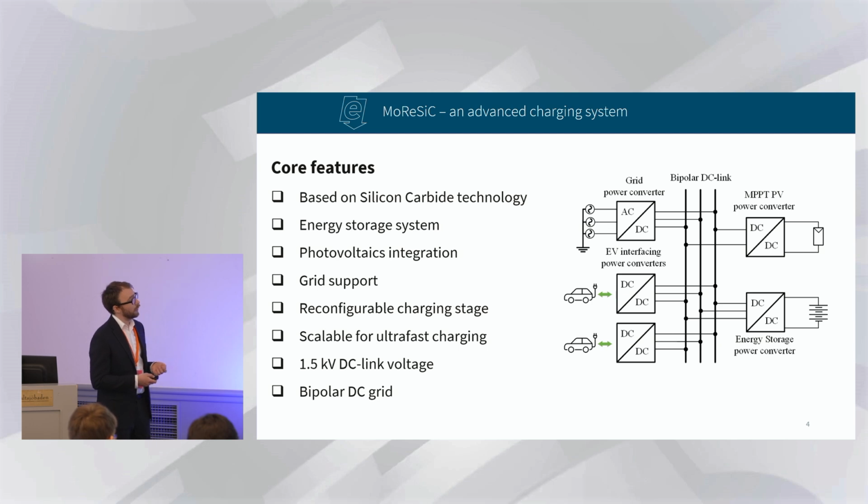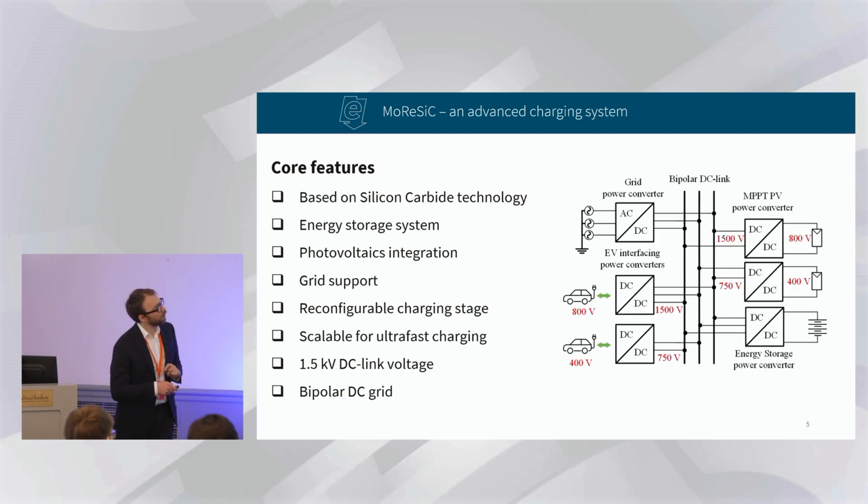And finally, we have a bipolar DC grid. So instead of just a 2-wire DC microgrid, we have a 3-wire one, which gives us increased efficiency, but we can also achieve improved flexibility here. For example, we have 800 volt vehicles and 400 volt vehicles. So we can imagine a situation where we have certain converters at full voltage with a 3-wire connection, and another one at half voltage with a 2-wire connection. And this gives us better operating conditions for the converters. So this is a possibility in the system.